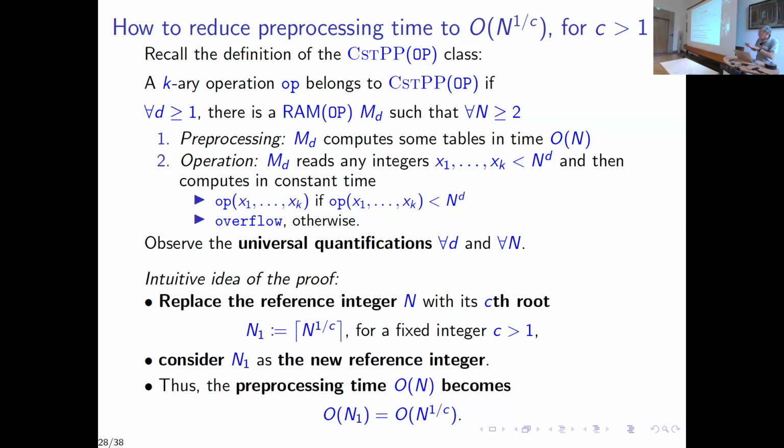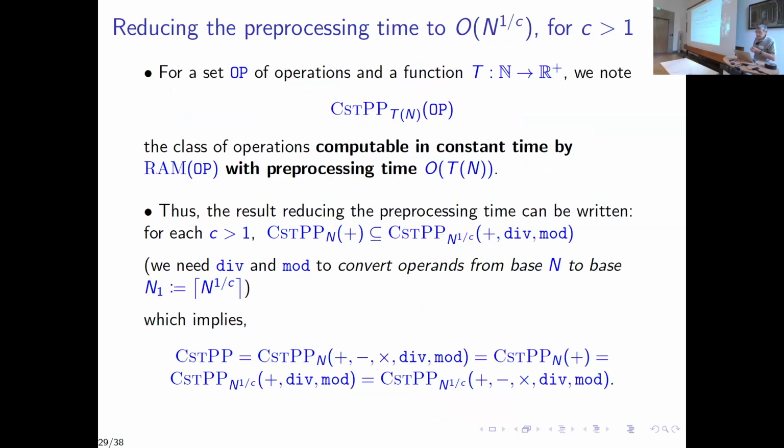The intuitive idea of a proof, I don't give more, is that we can replace the reference integer n with its root, say n to the power 1 over c, for a fixed integer c. So it can be an epsilon, if you want. So the preprocessing time becomes, because we have changed the reference integer, in the order of n^(1/c), that means the root of n, any root.